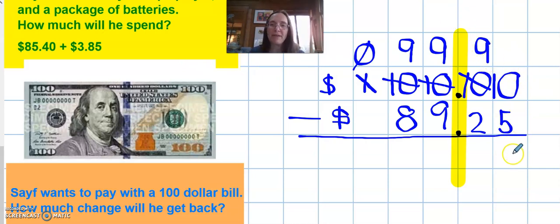Now, 10 pennies minus 5 pennies is 5 single pennies. 9 dimes minus 2 dimes is 7 dimes. I'm going to get that decimal point in there. You have to write it in to separate your cents from your whole dollars. 9 minus 9 single dollars would be 0 single dollars, and 9 minus 8 $10 bills would be one $10 bill. And so the change that Safe should expect is $10.75.